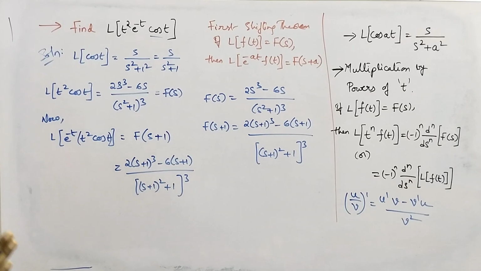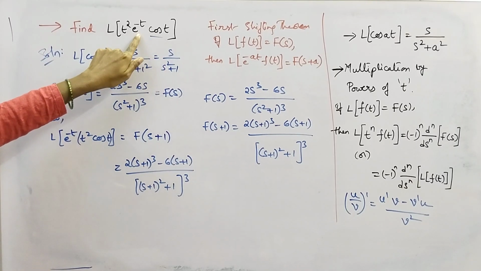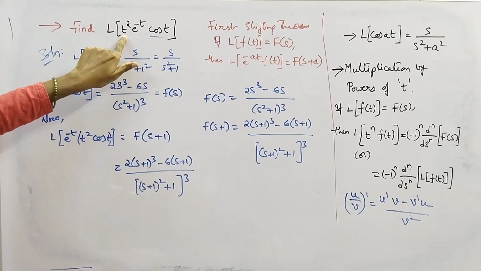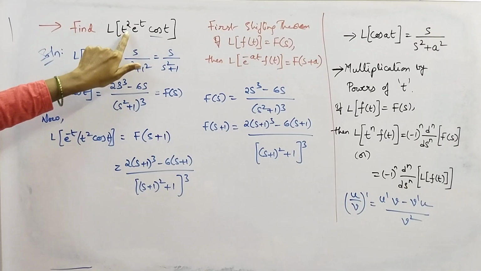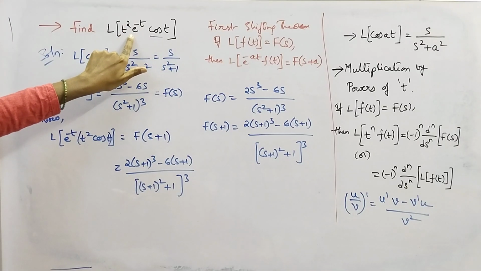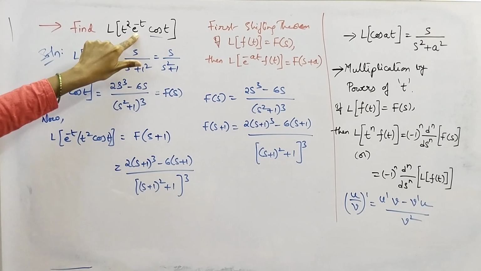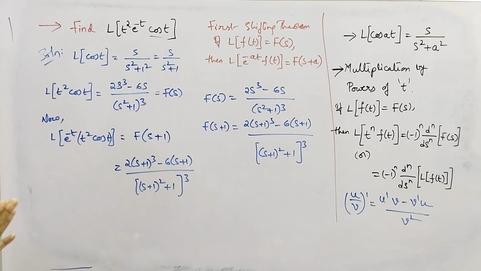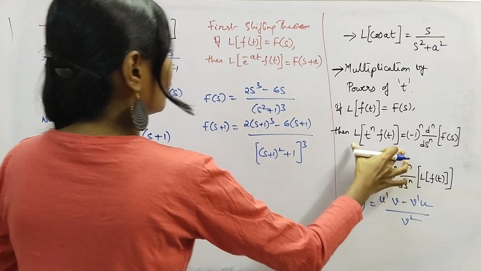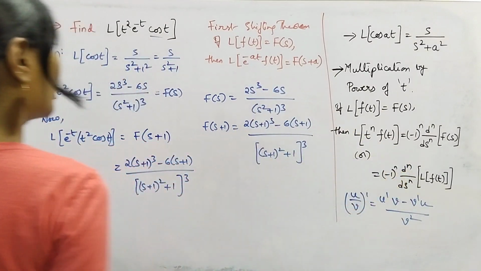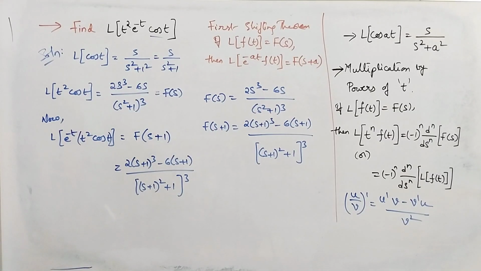Okay, first of all you have to observe the question. Here you have cos t, e power minus t, t square. You have multiplication by powers of t, right, which is t square. And you have e power minus t. So you have to calculate in mind. Okay, for that you need to practice. So just keep these two formulas in mind before solving the problem. Okay, then you'll get the idea.